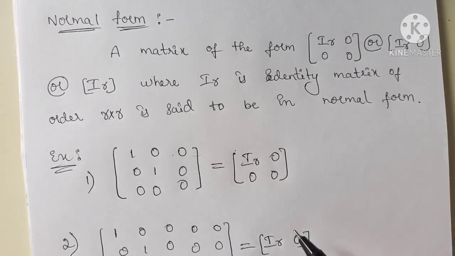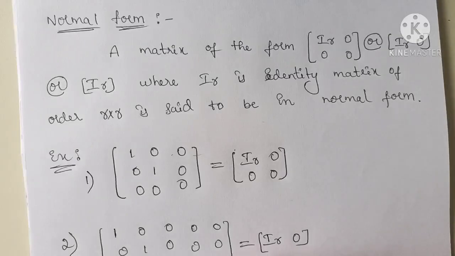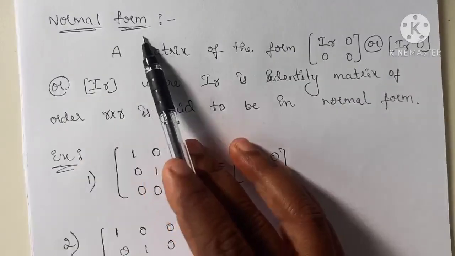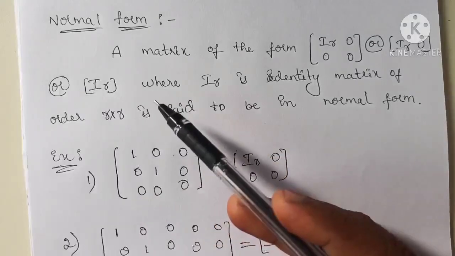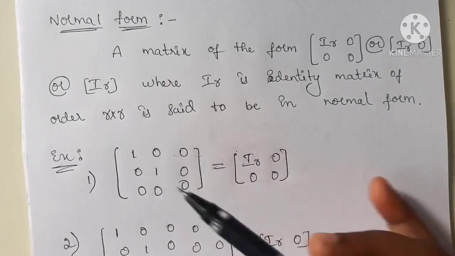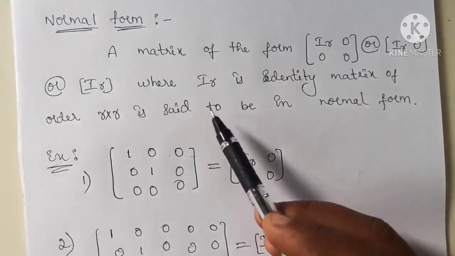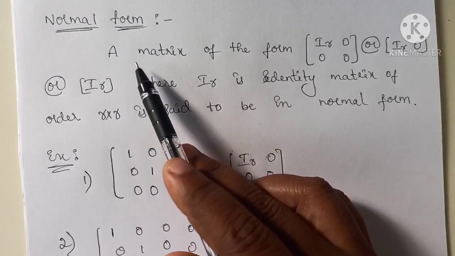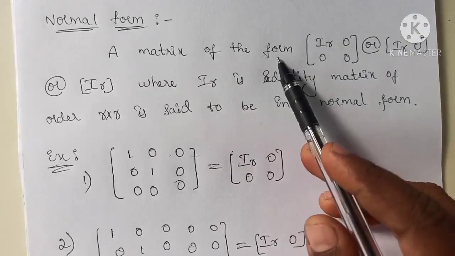So in the earlier classes we have discussed the echelon form of the matrix and how to find the rank of the matrix by reducing it to echelon form. Next form is normal form. We reduce the given matrix into normal form and we can find the rank of the matrix by using this form.